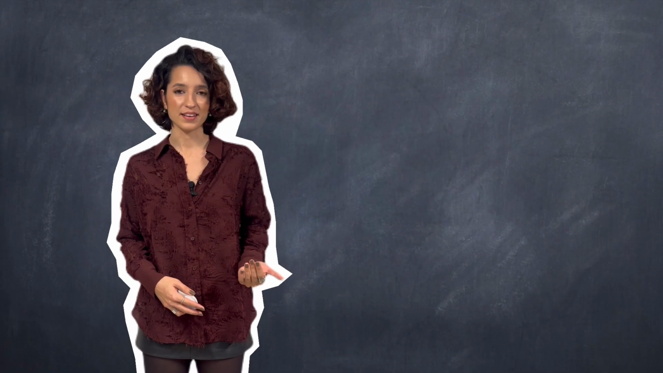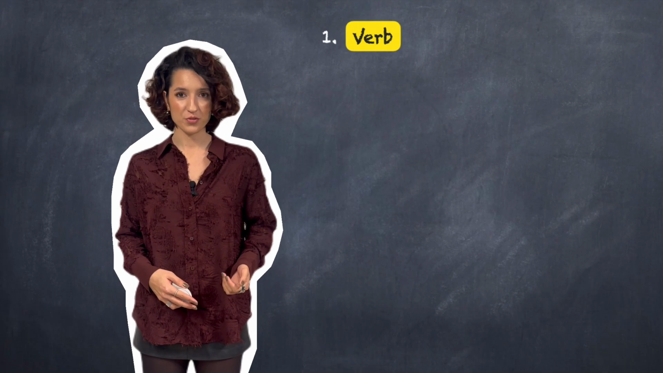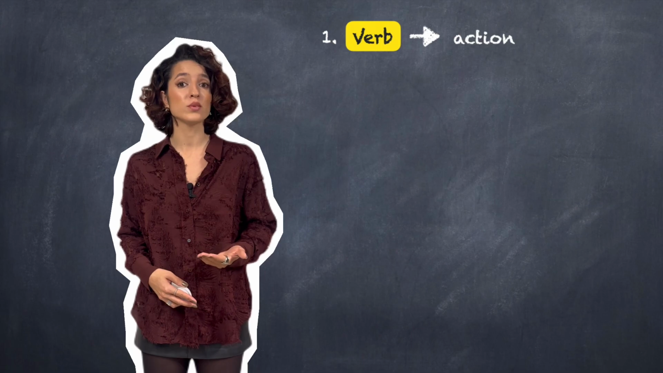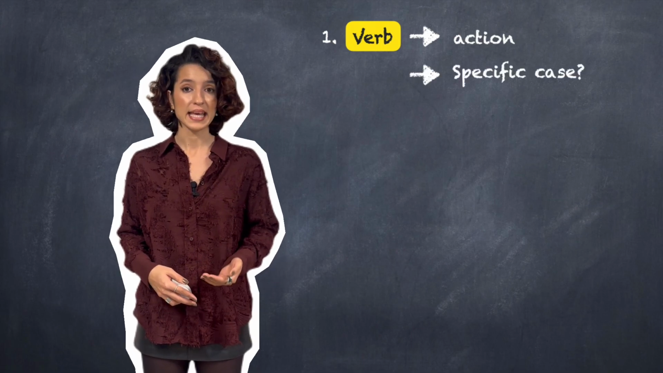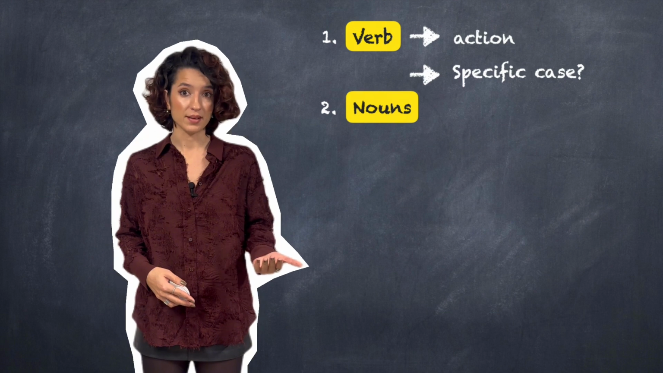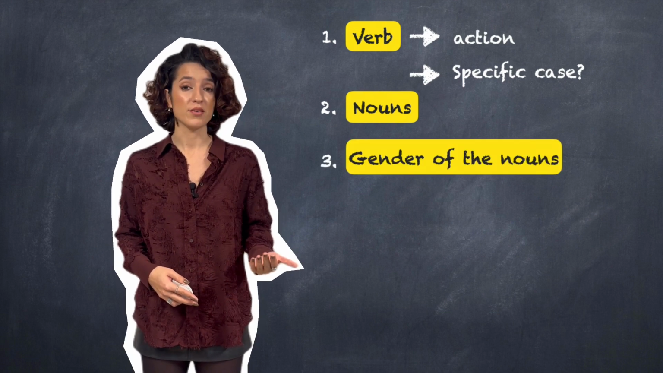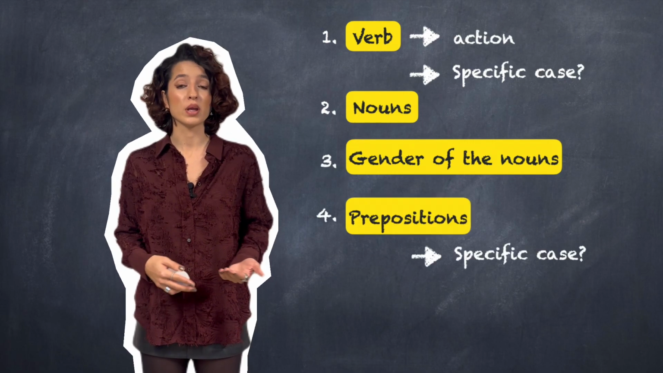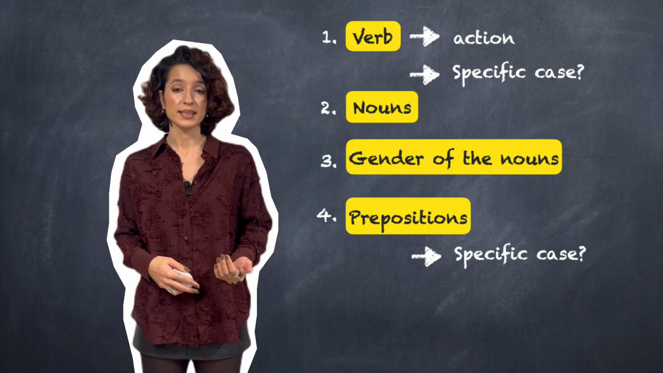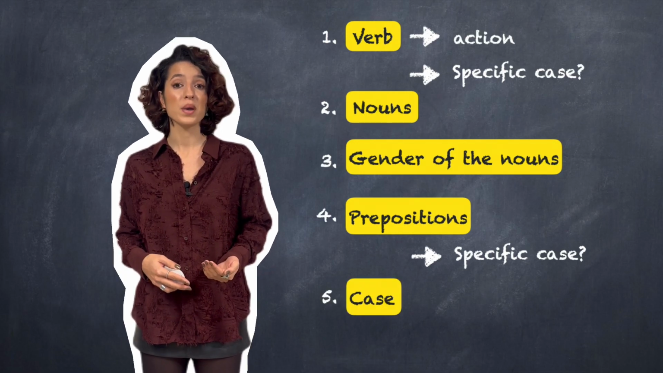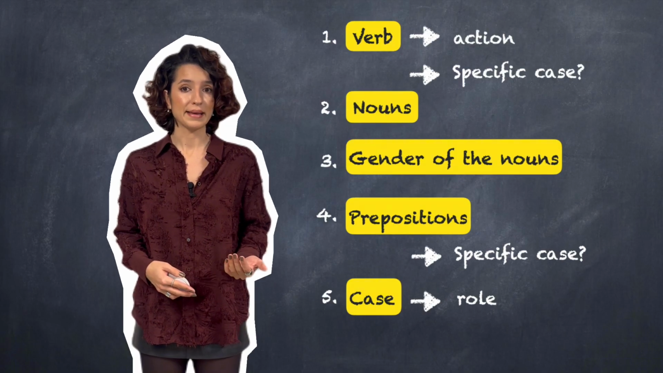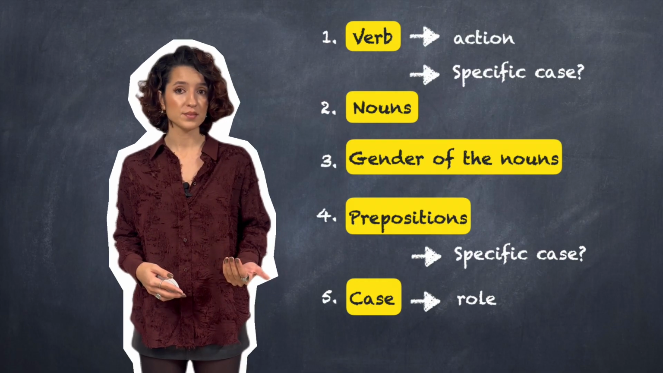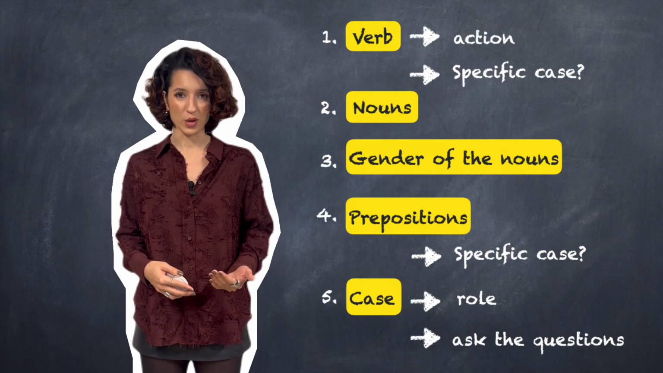Here are some tips for analyzing German sentences. Start with the verb. Why? It shows us the action, and look if it requires any specific case. Then look for the nouns. Where are they? Then what gender have these nouns. Then you can look for the prepositions. Maybe they require some specific cases. And in the end, determine the cases based on the role in a sentence, like can they be a subject, an indirect object, a direct object, or something else? And in the end, ask the questions.